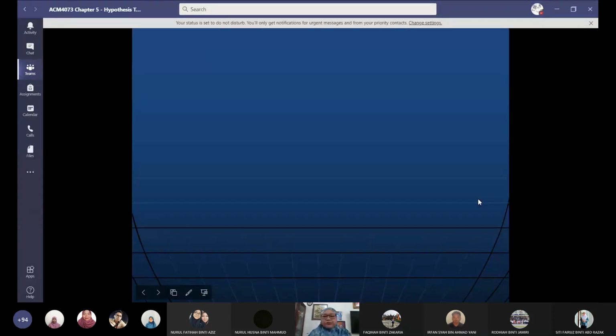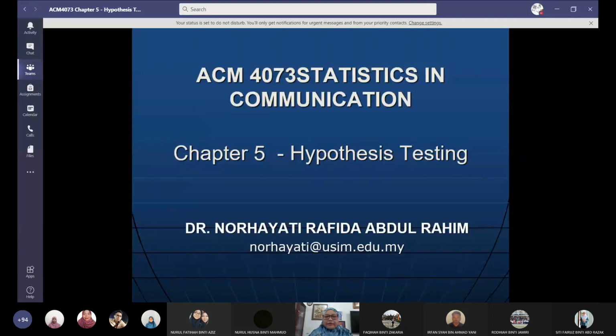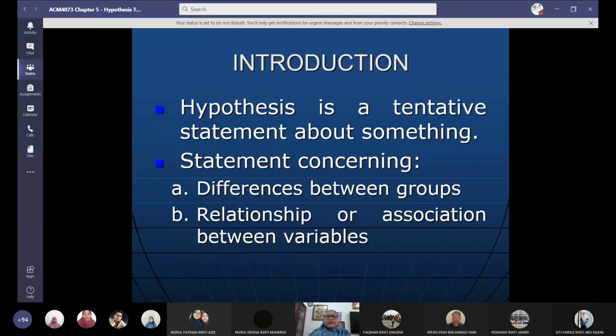How do you do hypothesis? Hypothesis is a tentative statement about something. Tentative statement is kind of the plan, the basic predictions you expect from your research. Your statement should concern differences between groups or relationships between variables.